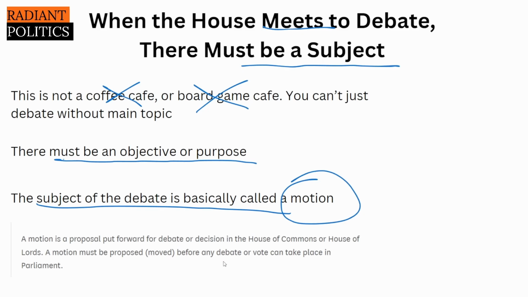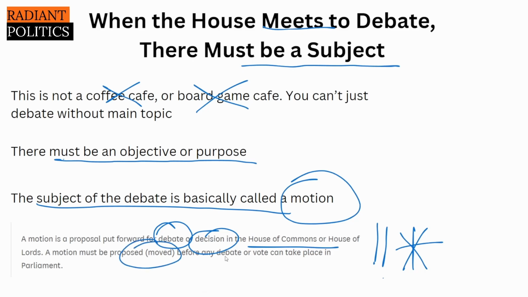And down below here is the official definition of motion, given by UK Parliament. A motion is a proposal put forward for debate or decision in the House of Commons or House of Lords. A motion must be proposed, moved, before any debate or vote can take place in Parliament.